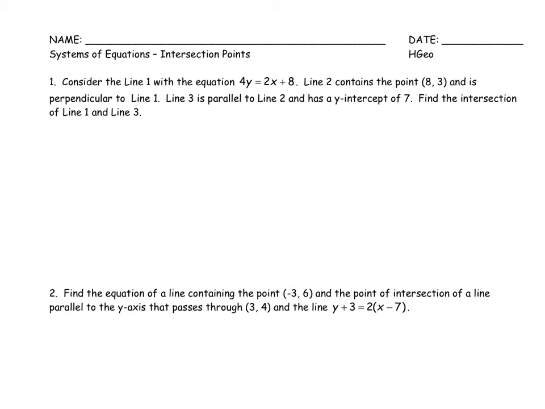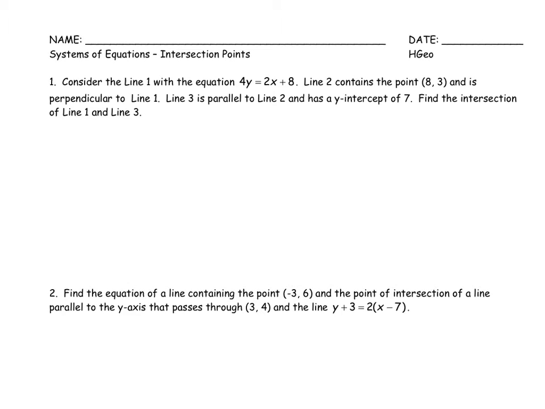Our answer to these questions is always going to be either an intersection point, which you would get from solving a system of equations, or the equation of a line, which you can write once you know either a point or 2 points on the line or a point and a slope, or whatever information you need in order to write the equation of a line. So we're going to start with the first example.